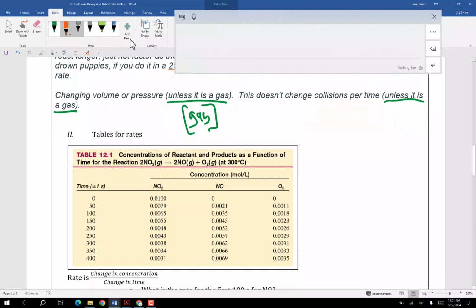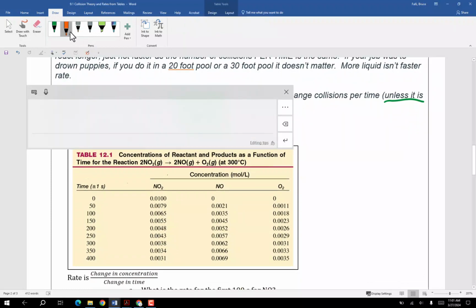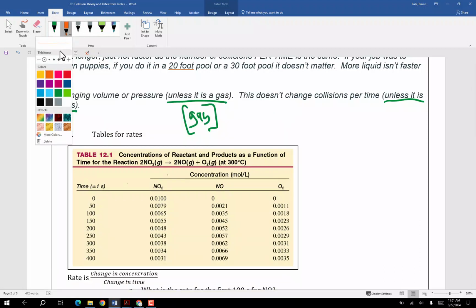I'm now going to go to my smaller pen, thinner pen. Oh, come on, you can do it for me. Thinner pen. There we go.